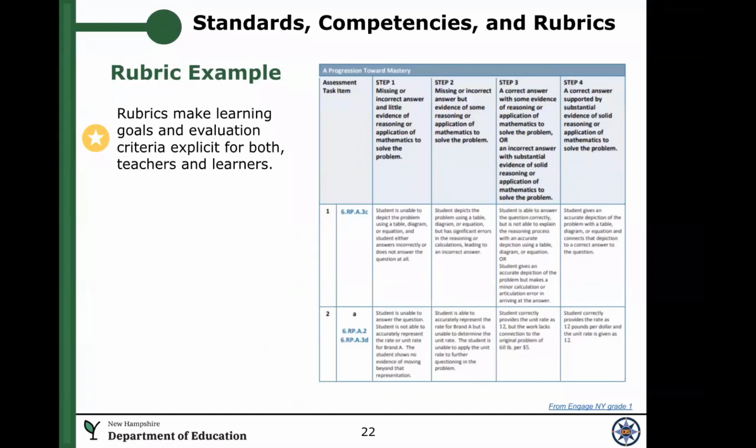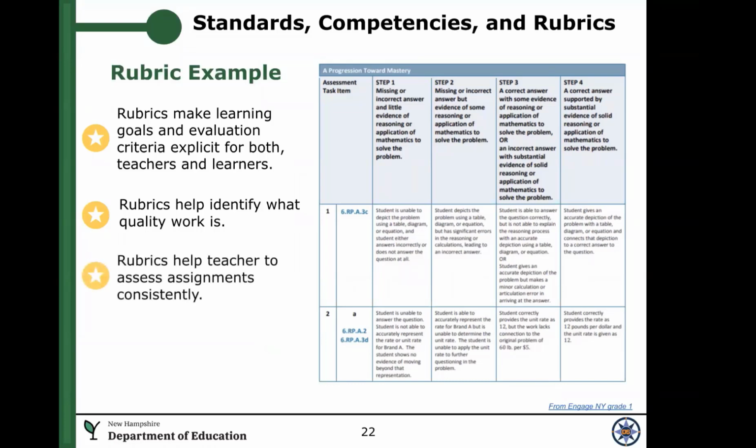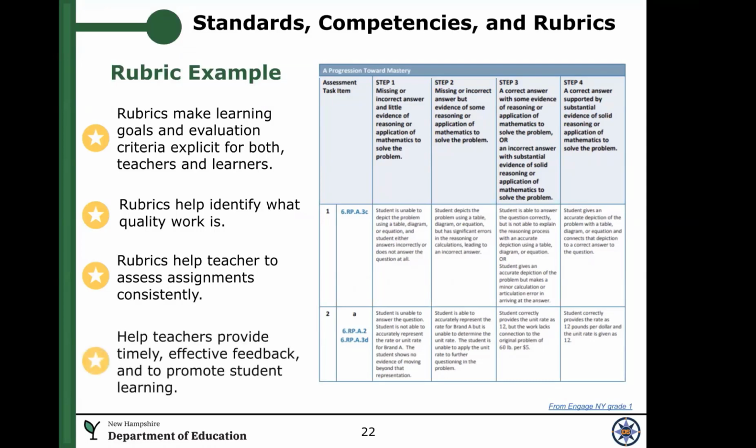So you can take a look at rubrics that you have. And if you don't feel like students are going to understand that particular rubric, make sure there is a student rubric as well. This is a particular one that's a teacher rubric and a progression towards mastery for this particular skill for ratios and proportions. So it's helping you identify what quality work is. And it's also making sure and ensuring that the teacher is assessing students consistently.